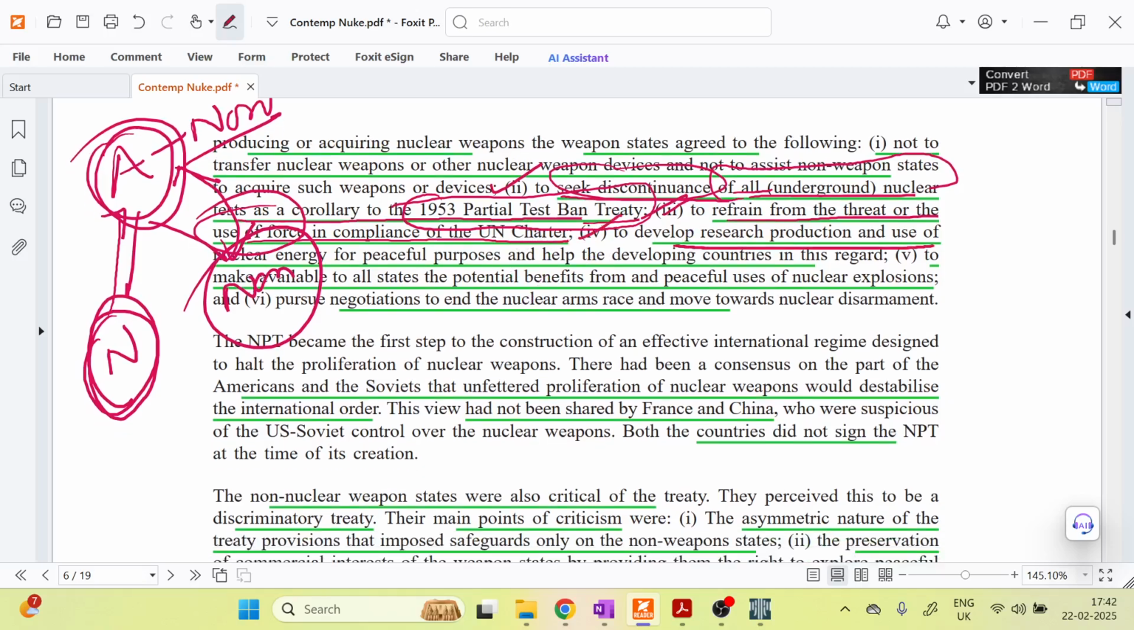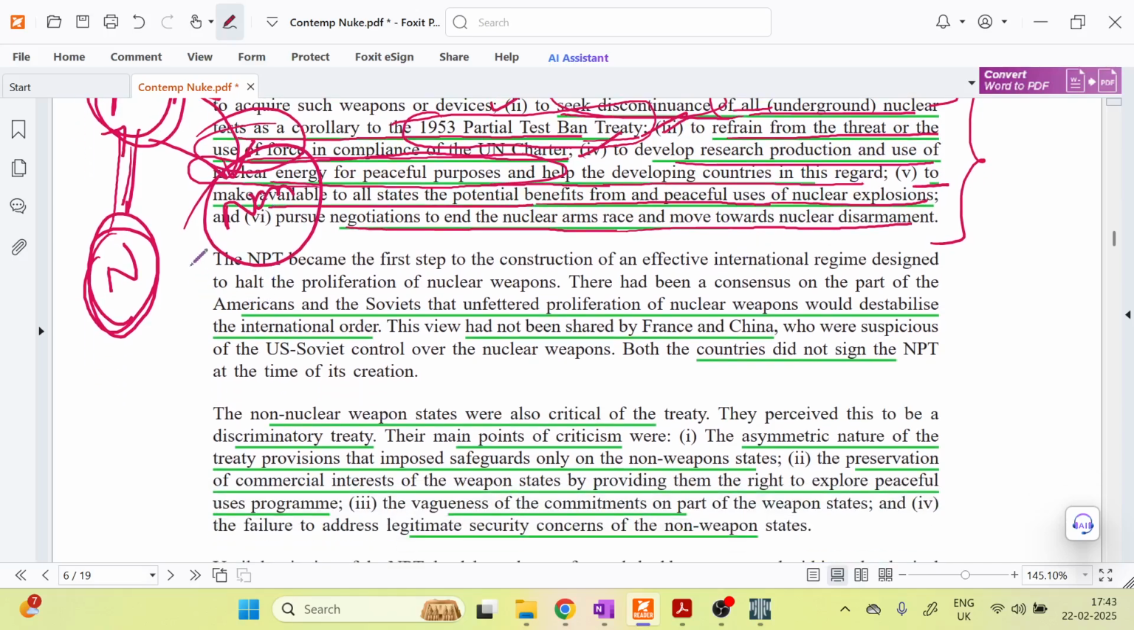Then, to develop research, production and use of nuclear energy for peaceful purposes and help developing countries in this regard. The next incentive was that nuclear facilities for peaceful generation of nuclear energy would be constructed and developed, and this would help a particular country in achieving energy security. Now, the fifth element: to make available to all states the potential benefit from peaceful use of nuclear explosions. And the sixth: pursue negotiation to end the nuclear arms race and move towards nuclear disarmament. Both of the last elements, the fifth and sixth, are easy to understand. Next paragraph.